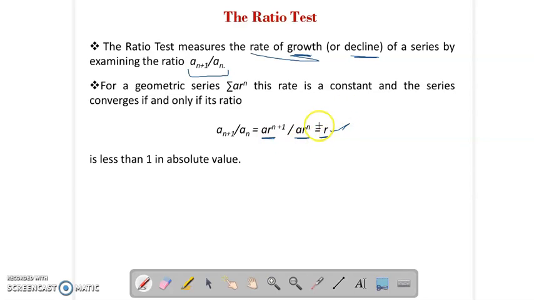So for a geometric series, the rate at which terms are growing is a constant. And the series converges if and only if its common ratio satisfies |r| less than 1. This is what we have discussed so far. Now we're going to define what the ratio test is exactly.